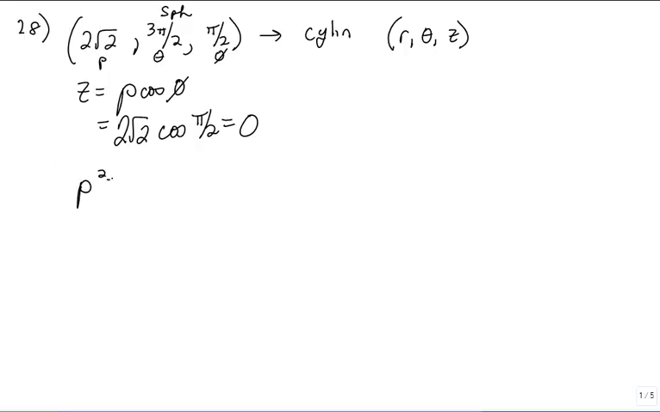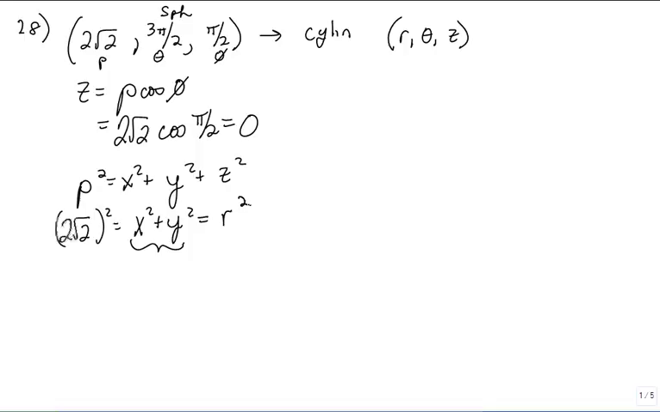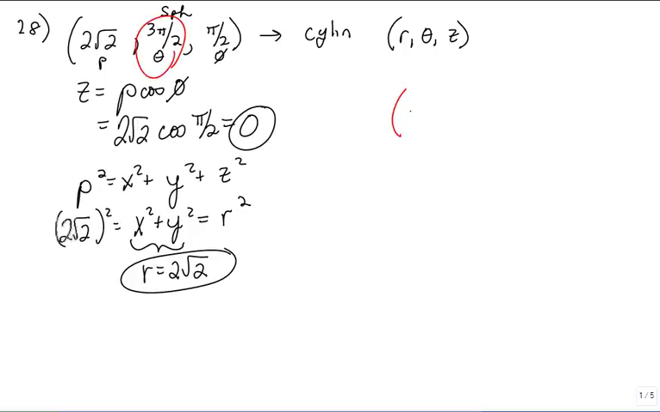I know rho squared is x squared plus y squared plus z squared. So 2 square root of 2 squared is x squared plus y squared because z is 0. Well, that's equal to r squared. So r is 2 square root of 2. And I already have theta right here. So this is going to be 2 square root of 2, 3 pi over 2, and 0.